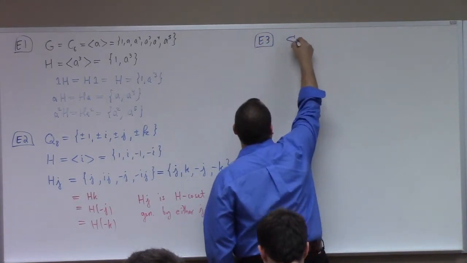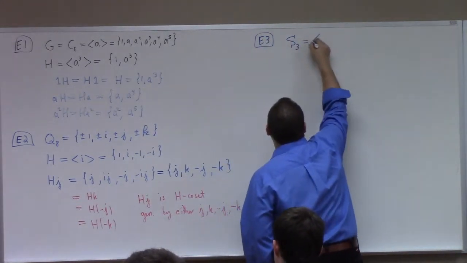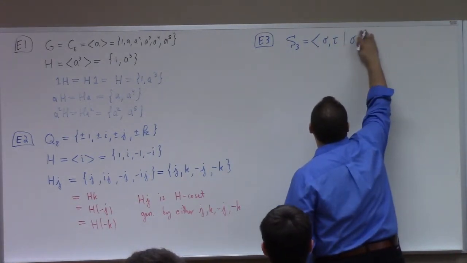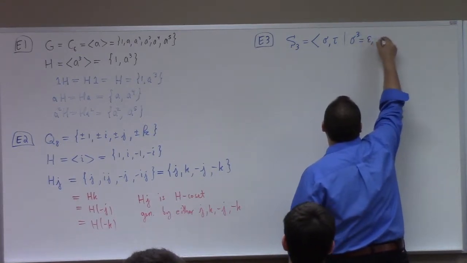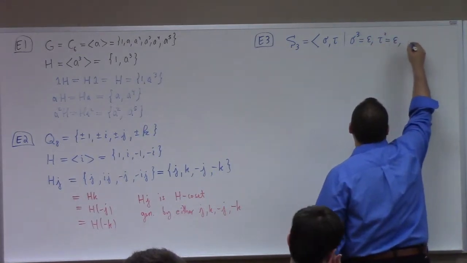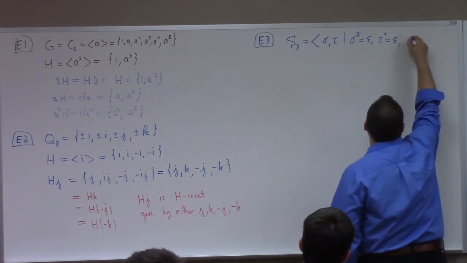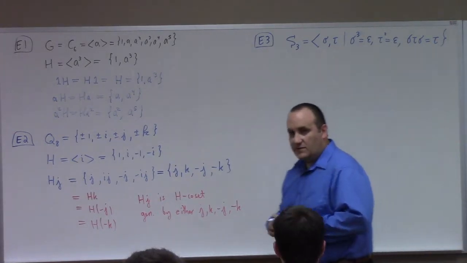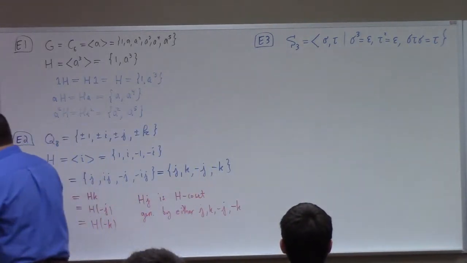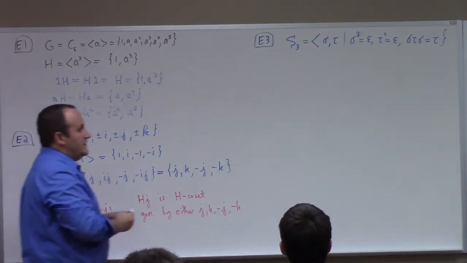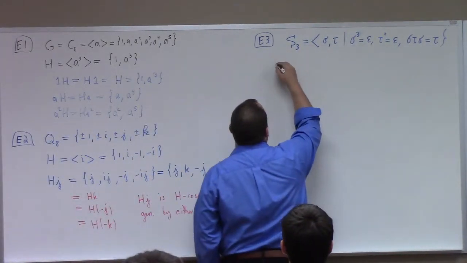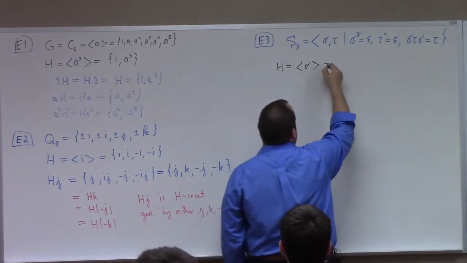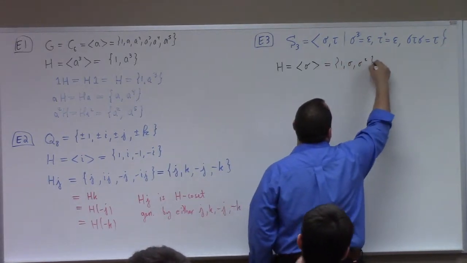We can look at S3, which I would encourage you guys to learn to think of as sigma tau, such that sigma cubed is epsilon, tau squared is epsilon, and sigma tau sigma is equal to tau again. So this is a generators and relations version of the symmetric group on 3 symbols. And so we could look at H equal to, let's say, the subgroup generated by sigma. So that's 1, sigma, sigma squared.